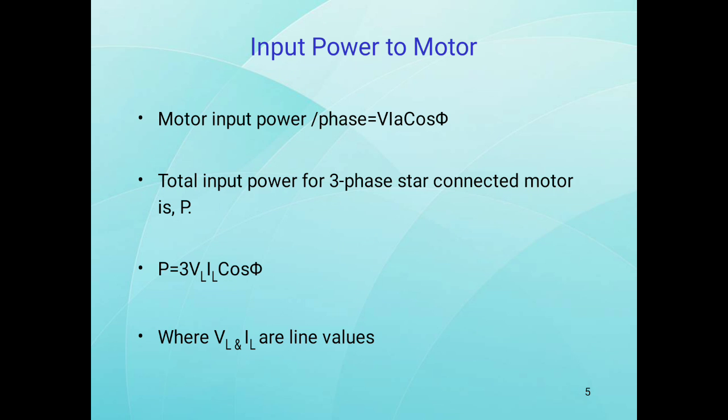Now, the input power to the motor is, so motor input power per phase is V into armature current into cos phi, V Ia cos phi. Now, total input power for a three phase star connected motor is P.